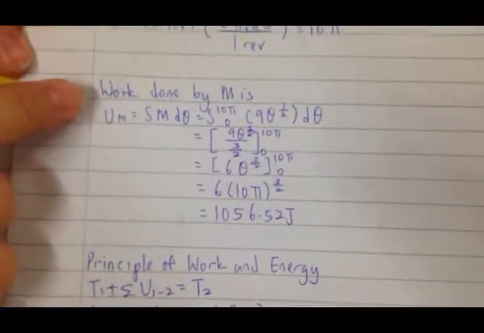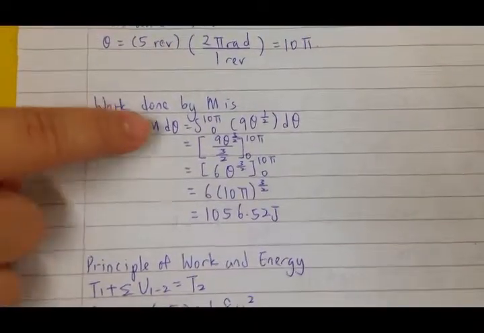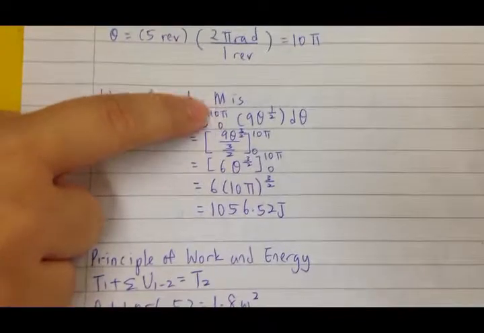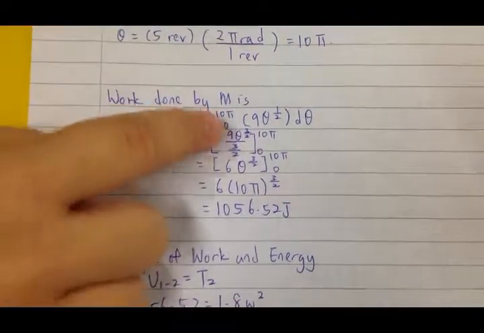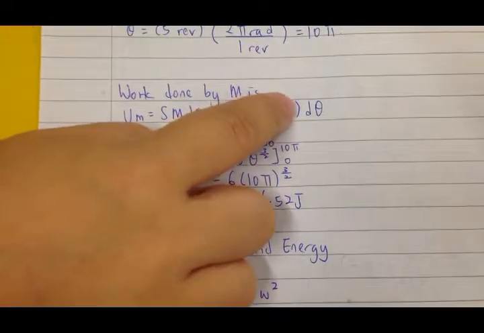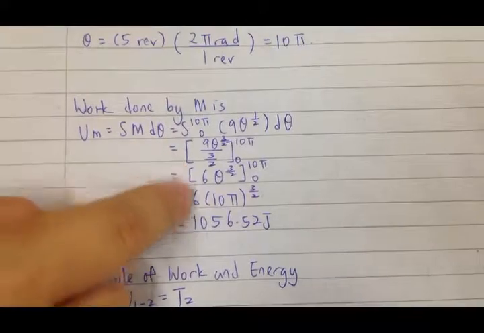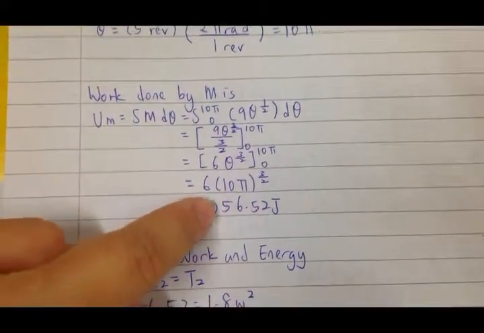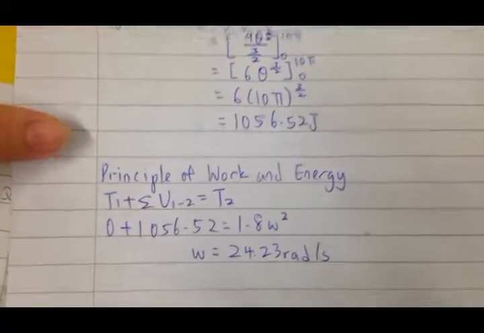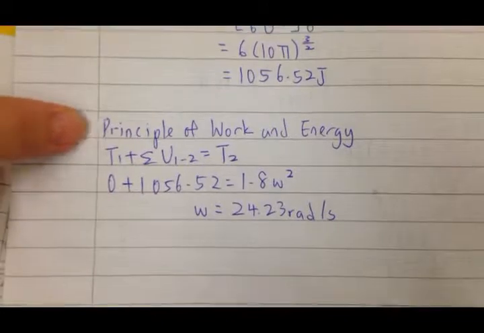And then we need to find the work done by M. We will integrate M with respect to theta, and the integral will be from 0 to 10 pi. So we will integrate 9 theta to the power of 1 over 2 d theta. The final answer we get will be 1056.52 joule.